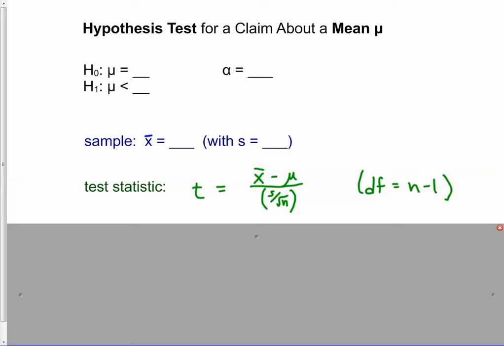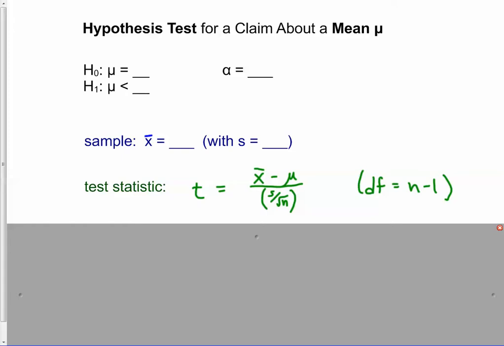Okay, so now we're going to shift to doing hypothesis tests about a claim about a mean, mu. Again, we're going to have a null and an alternate hypothesis. Someone's claiming what the population's mean for something is, and that's our mu. They might be claiming that the mean is equal to something, or that it's more than something or less than something.